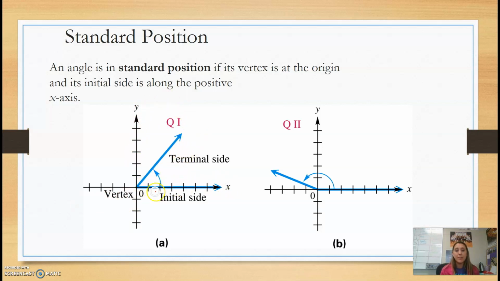The x's are positive, the y's are positive. So if we're going this direction, the first numbers that we see are all going to be positive numbers. So that's why when you're going this direction, it's going to be all positive.